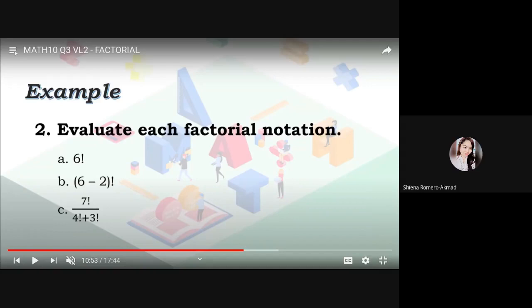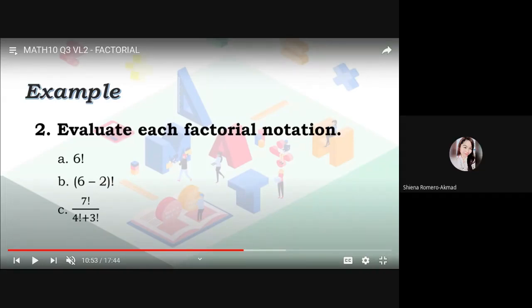168. Bakit 168? Kasi po magkakaroon po yun ng numerator and denominator. So yung numerator niya po, 7 times 6 times 5 times 4 times 3 times 2 times 1. Sabay yung sa baba naman po, magkakaroon na po ng parenthesis. Yung sa una po, yung 4 times 3 times 2 times 1.